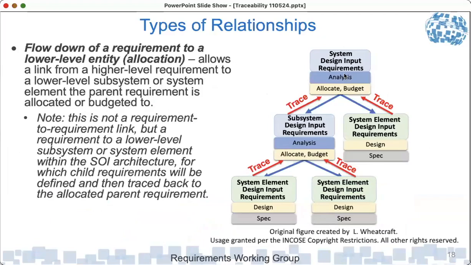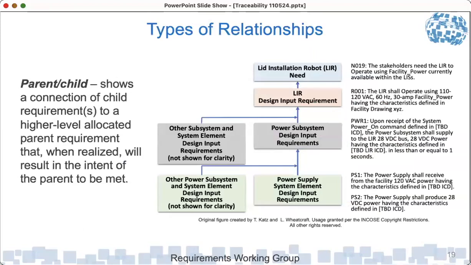Notice that when we do allocation and establish a traceability relationship, we're linking a requirement to a part of the architecture. We're not linking a requirement to a requirement at this point in time. Once we've allocated requirements to a part of the architecture, then child requirements will be developed and they will trace back to their allocated parent. And so the trace is a requirement to a requirement, whereas allocation is a link from a higher level requirement to a part of the architecture that has a role in meeting that requirement.